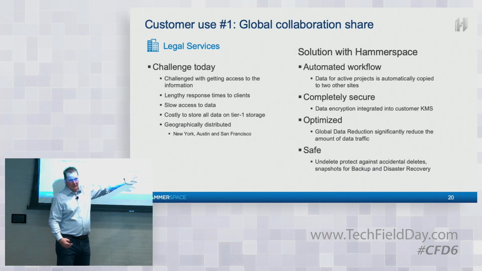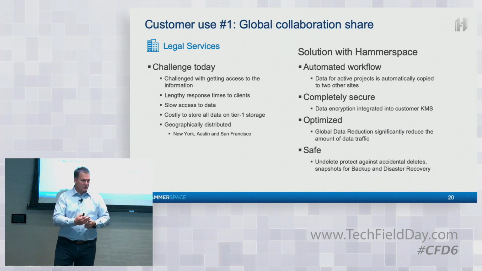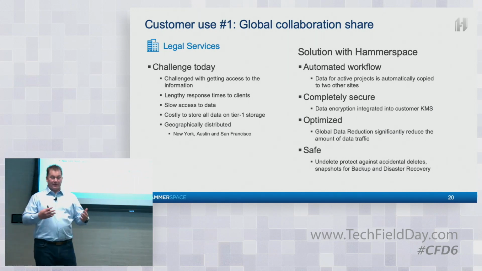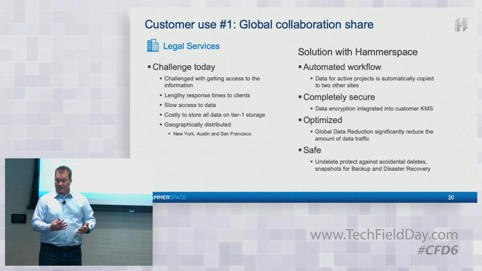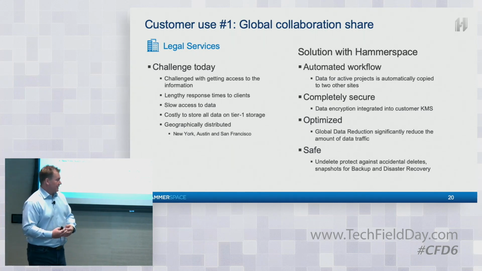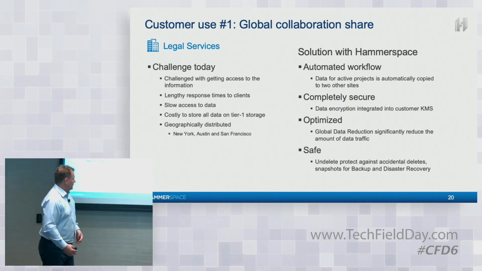Two, we optimize the traffic. We talk about global dedupe and compression. A lot of this is text-based information, ignoring the movies and pictures and everything else. It's compressed extremely well, so data moves very fast across sites.